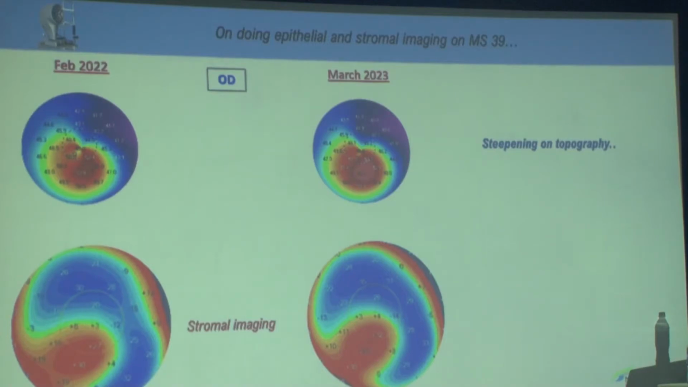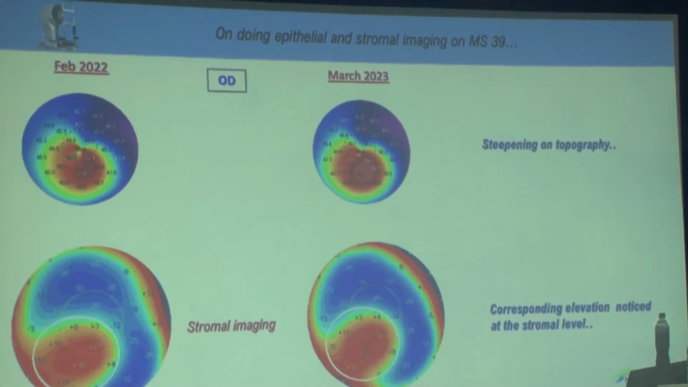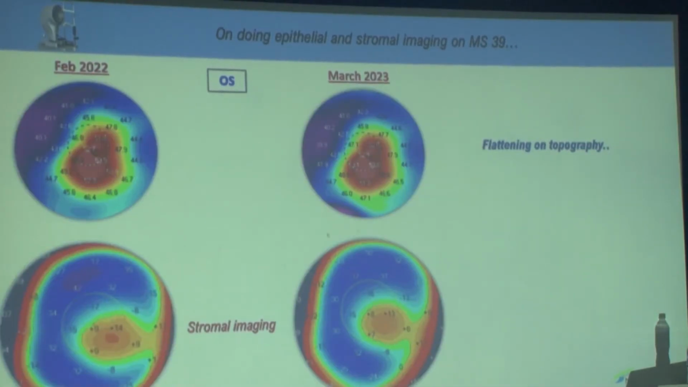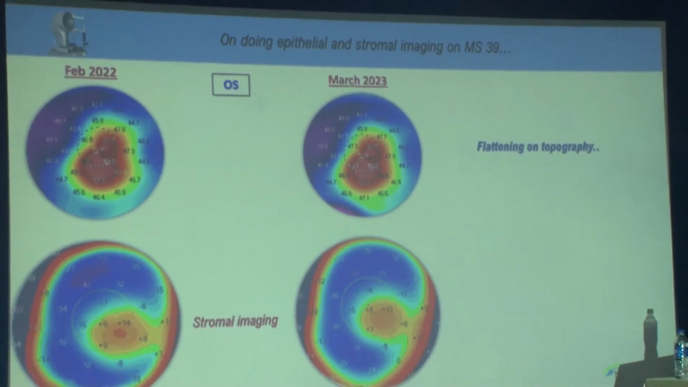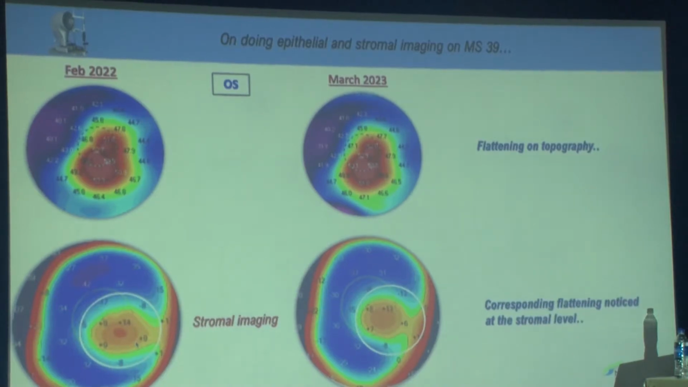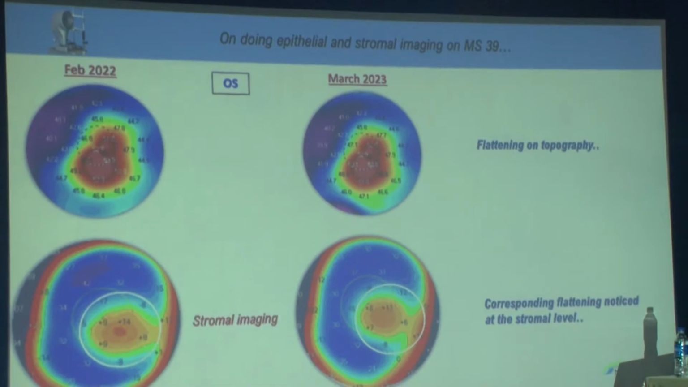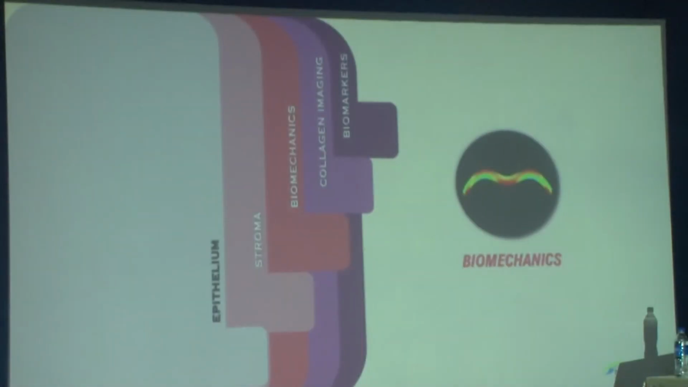Now here you see steepening on the stroma, and you again see the corresponding elevation at the stromal level, but this is the second case where you actually see the stroma is not changing at all. So you can identify cases where there is true progression or not, not just from the topography where the elevation is happening, but also whether it's happening at the stromal level or not.